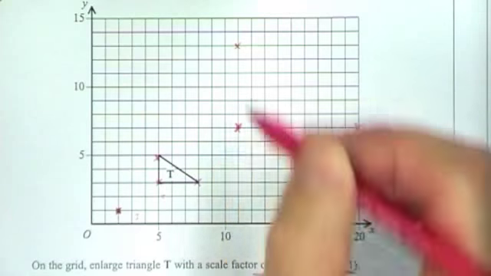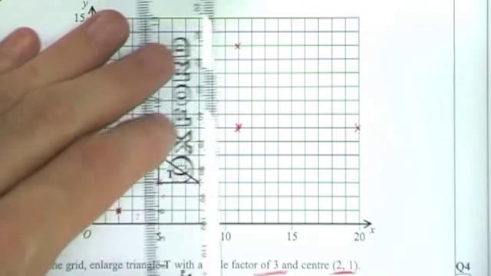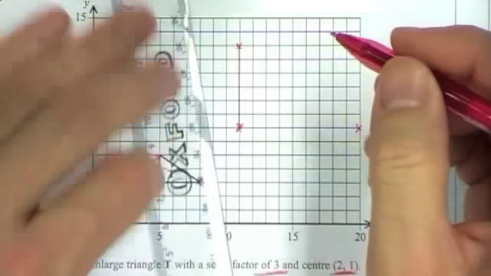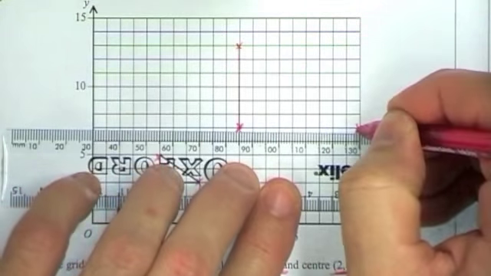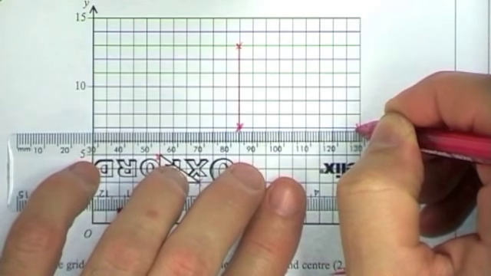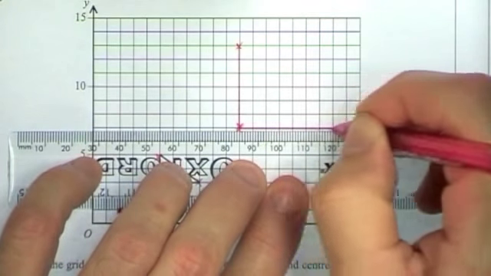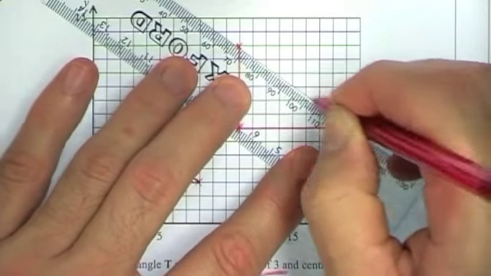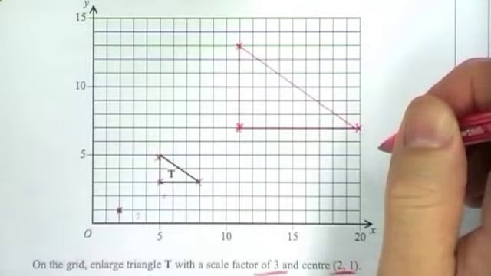So there are 3 points, and we just join them up with a ruler. Now obviously this is an enlargement, so not only has our triangle moved 3 times further away from the centre, but it will also be 3 times bigger.